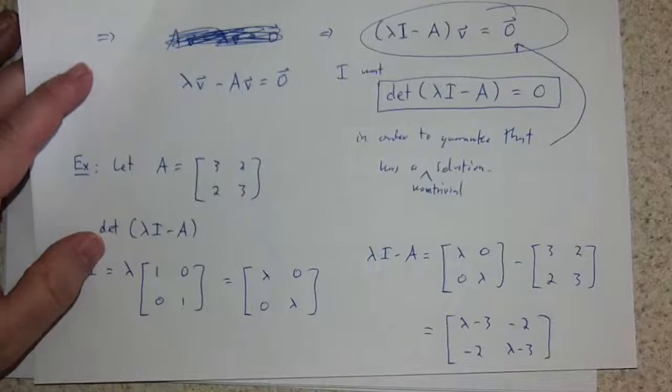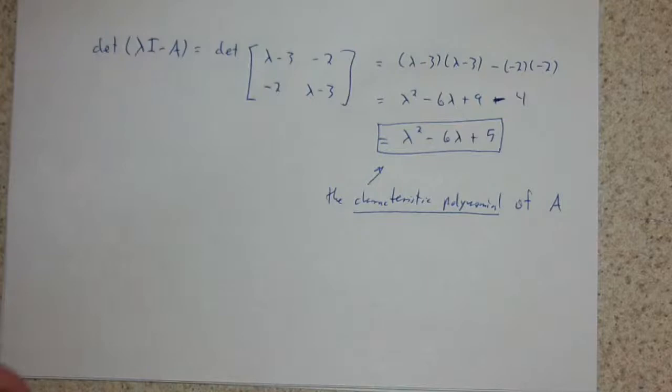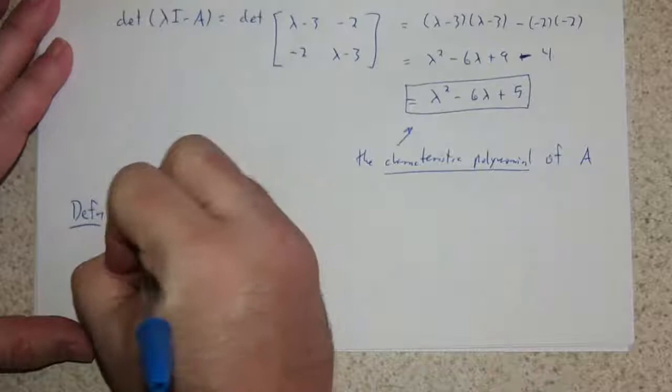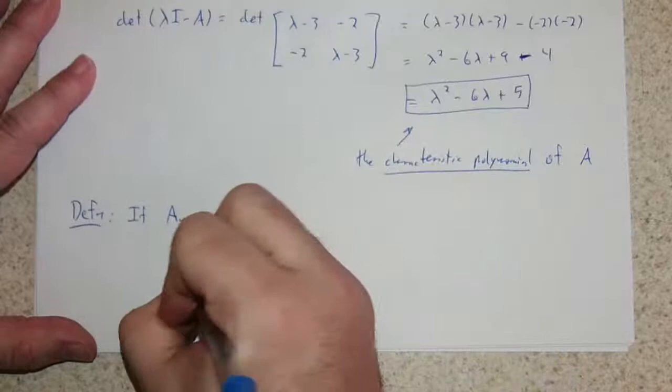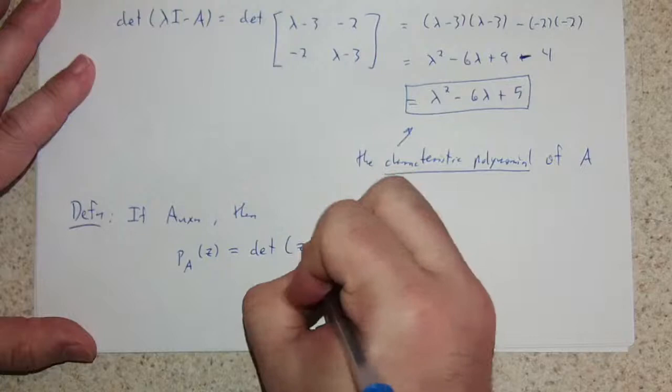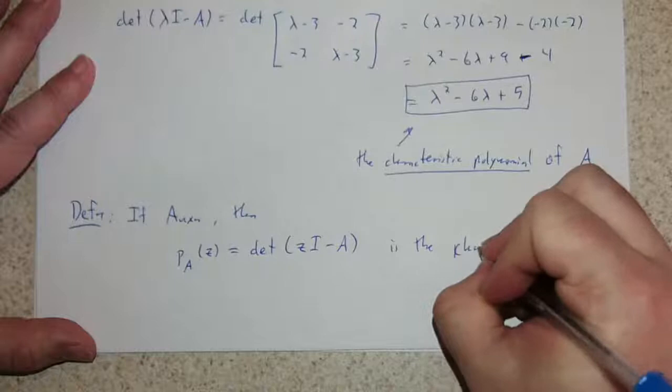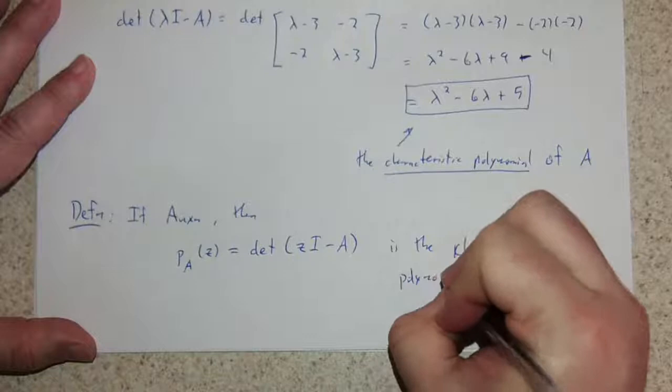Okay, so that calls for a definition here. If A is an n by n matrix, then P sub A of z, which is defined to be the determinant of zI minus A, is the characteristic polynomial of A.